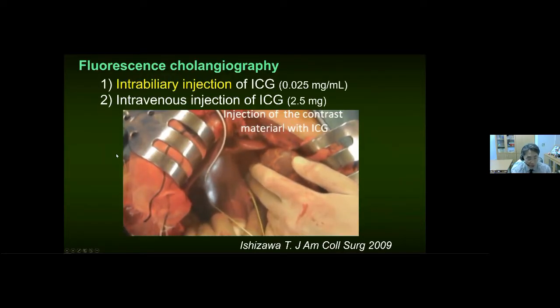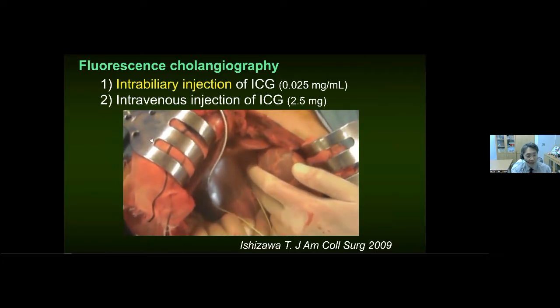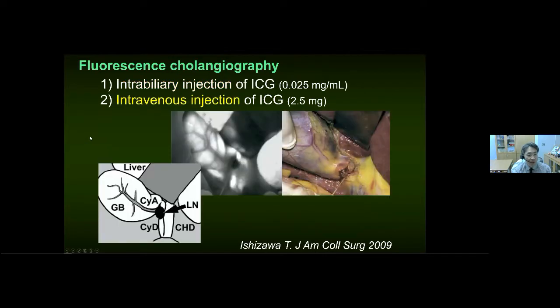Originally, I developed the fluorescence imaging technique for visualization of the bile duct by intrabiliary injection of ICG or intravenous injection of ICG, because ICG is excreted into bile 100%.